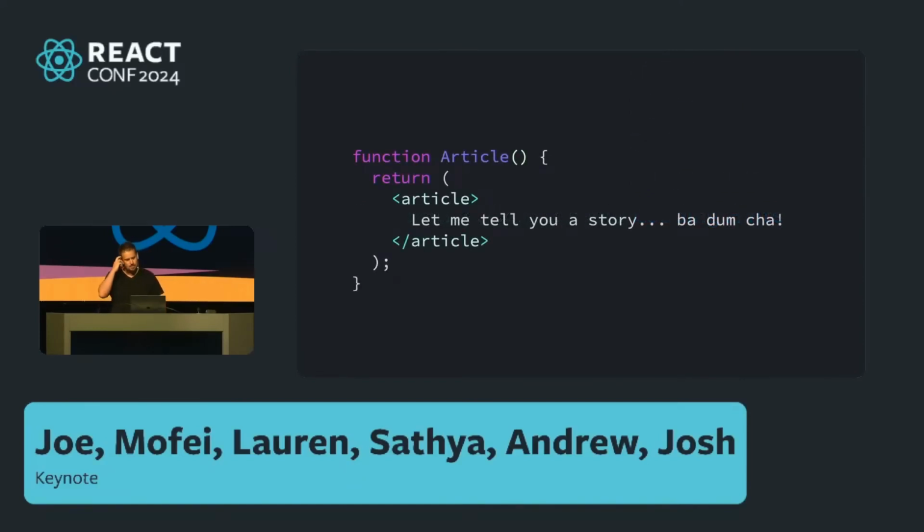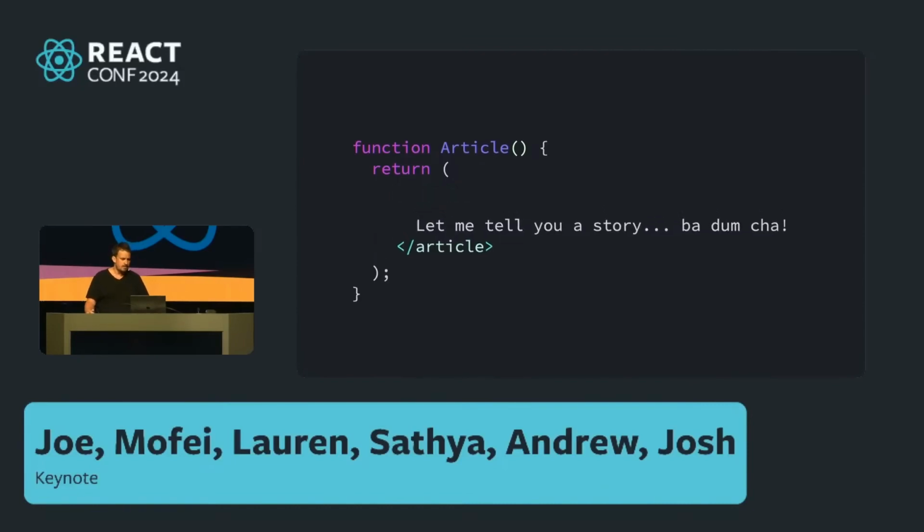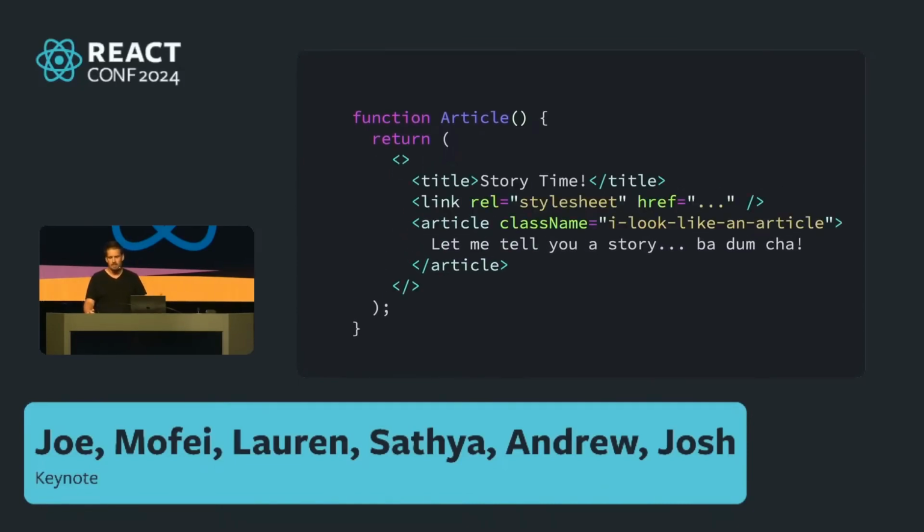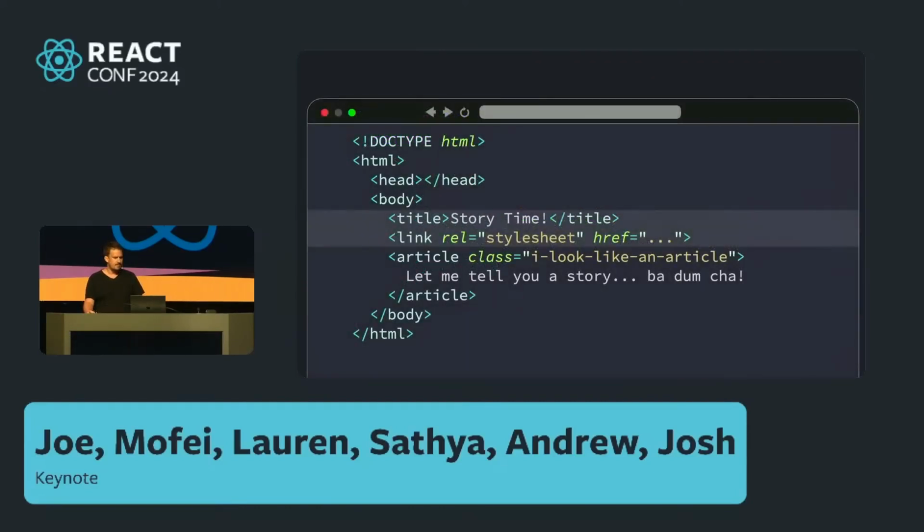Imagine an app where some routes render articles. Our article component is a natural place to put page-specific information, both the visual article content, but also things like the page title and the styles that are specific to the article's visual representation. But consider where these elements will end up in your HTML document if you were to actually render them like this. They're almost certainly not going to be where you want them to.